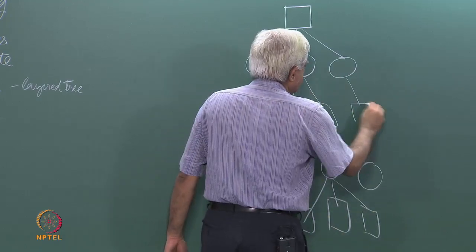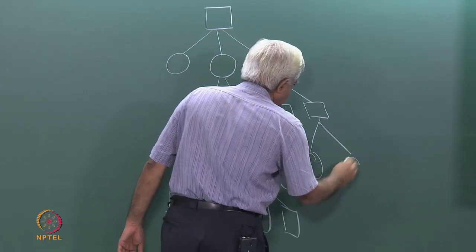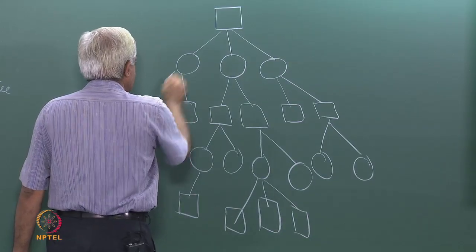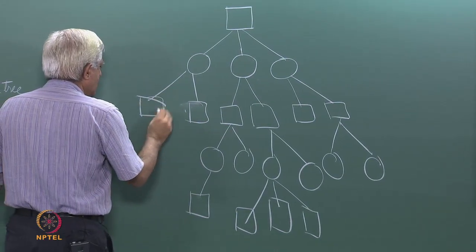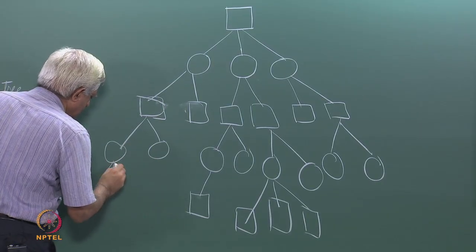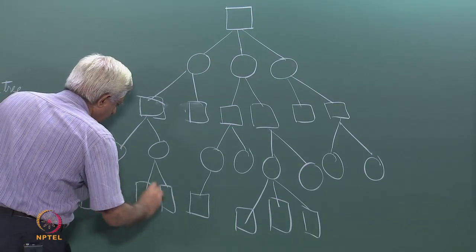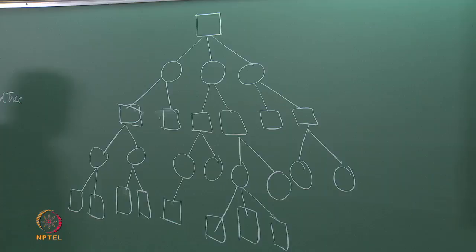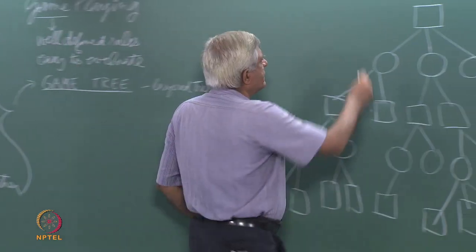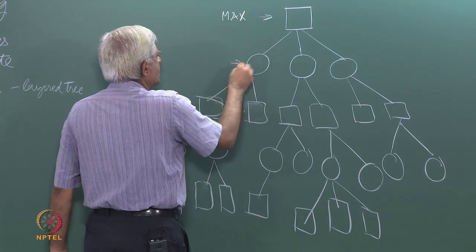Such a tree is called a game tree. It is a layered tree where each layer represents the choice for one player. So, this is some tree I have drawn randomly. Traditionally, this player is called Max and this player is called Min.